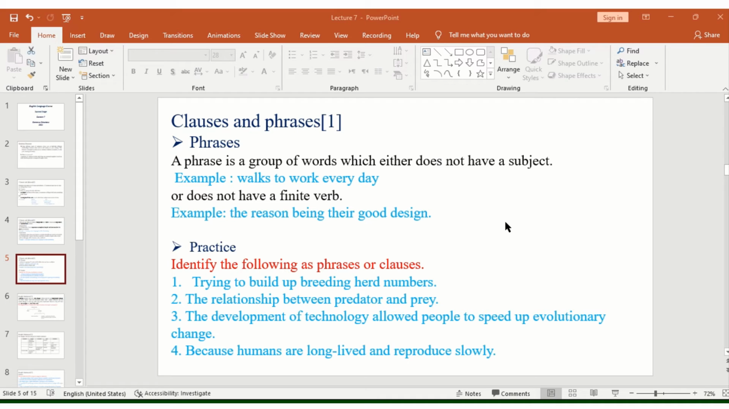These are four sentences as a practice for clauses and phrases. So you need to solve this practice. You need to identify which of them are phrases or clauses.